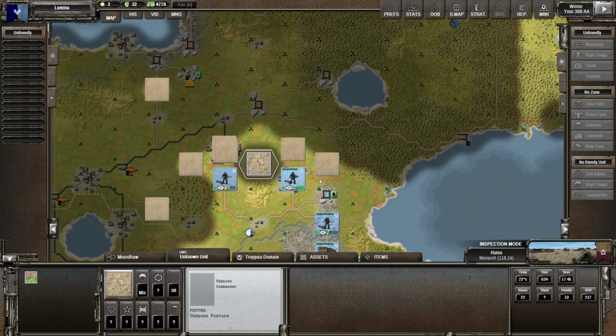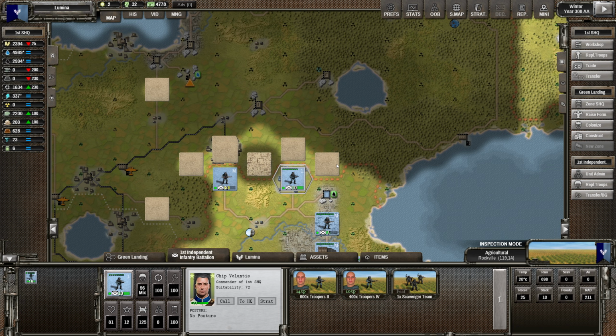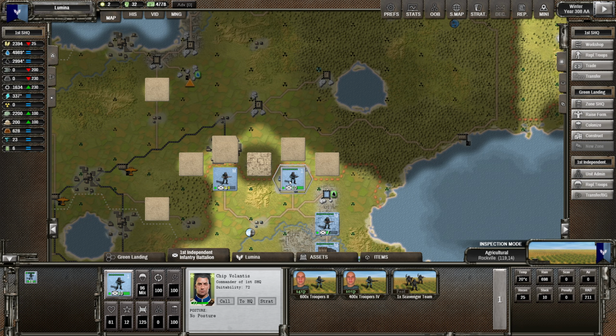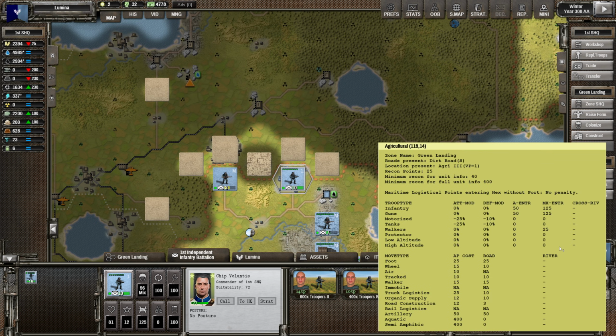If I attack into here, or if I do an air recon, or we've got motorbikes or buggies or something nearby, then you'll get more recon points, and that's shown here. Ignore the maritime logistical points for entering the hex without a port at the moment. That's the DLC stuff. You don't need to know that yet.